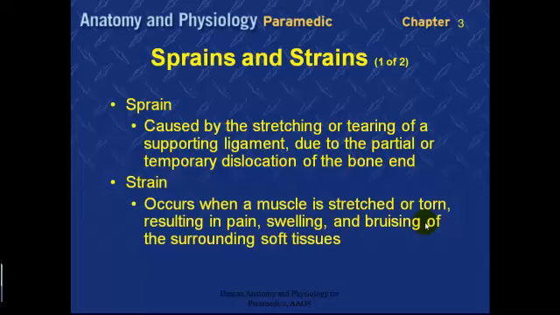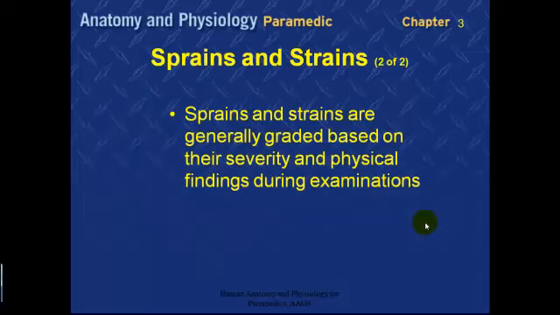A sprain is caused by the stretching or tearing of a supporting ligament due to the partial or temporary dislocation of the bone. A strain occurs when a muscle is stretched or torn, resulting in pain, swelling, and bruising of the surrounding soft tissues. Oftentimes we use the term sprain and strain interchangeably, but they really describe two distinctly different injuries.